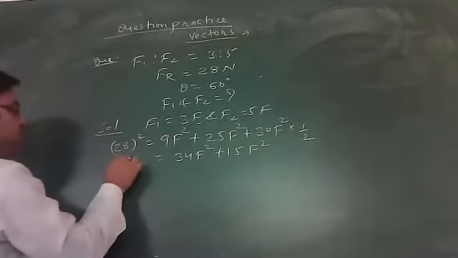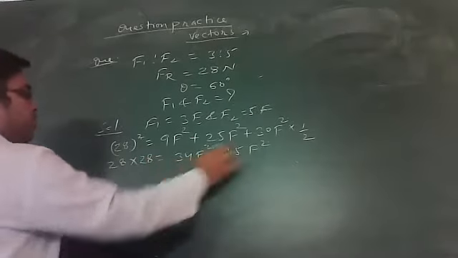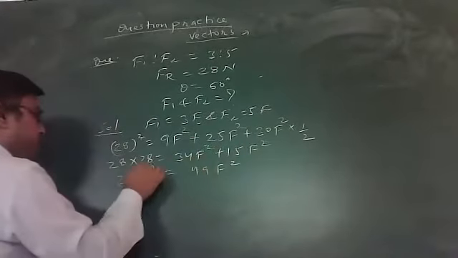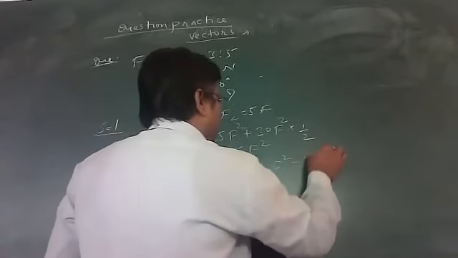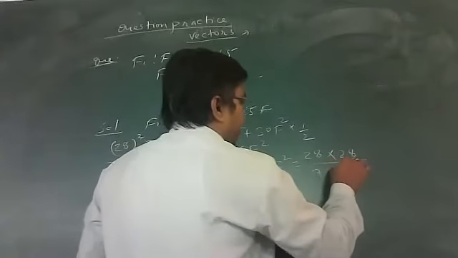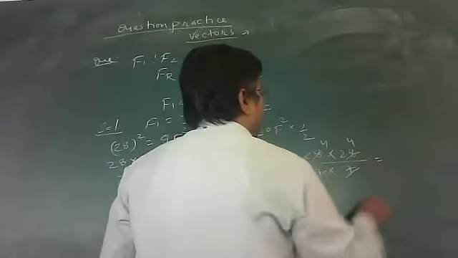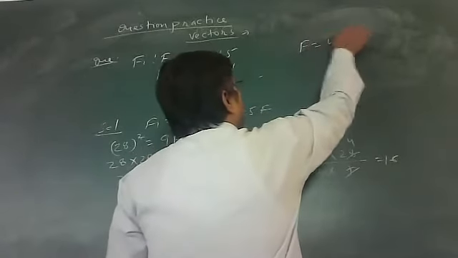It is 28 into 28. So 49F square equals 28 into 28. Now from here, get the value of F square. That is 28 into 28 divided by 49. 49 means 7 into 7. 28 by 7 is 4. F square is 4 into 4, 16. What is the value of F? F you will get 4.